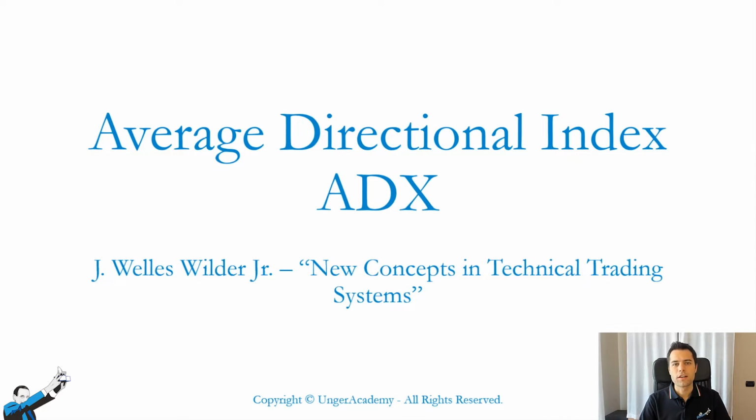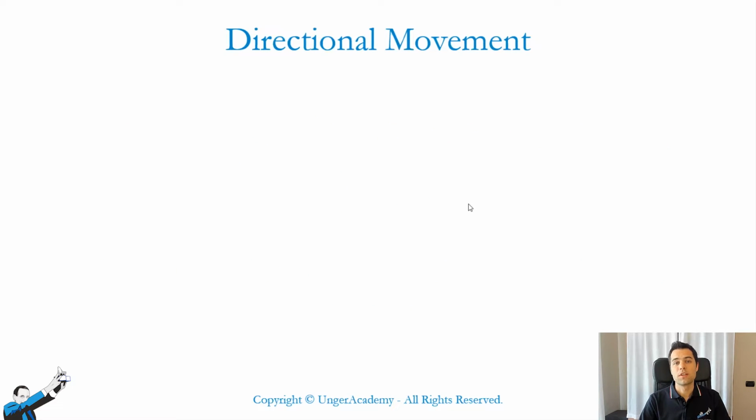But let's move on, starting with the first parameter needed to build the ADX. This parameter is called directional movement. It is the largest part of the bar's range that is outside the previous bar. Moreover, if the largest part is above, the directional movement will be a plus. Meanwhile, if the largest part is below, the directional movement will be a minus.